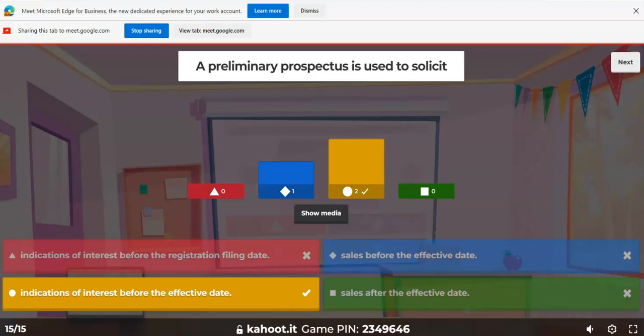And it won't have a final price yet. It's only going to have a price range at this point, somewhere between here and there. Based on the indications of interest that they get, they'll use that to determine whether the final price will be at the lower end or higher end of that range.